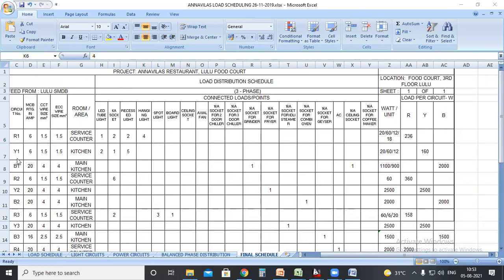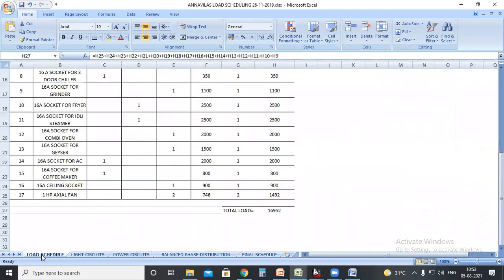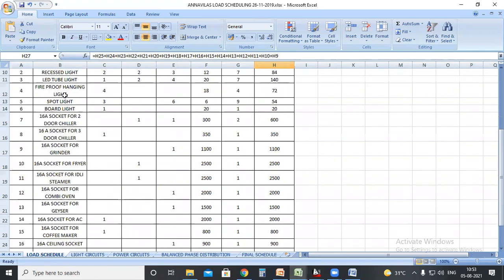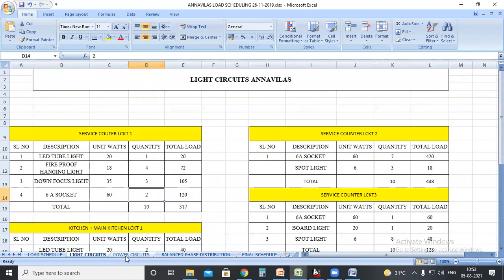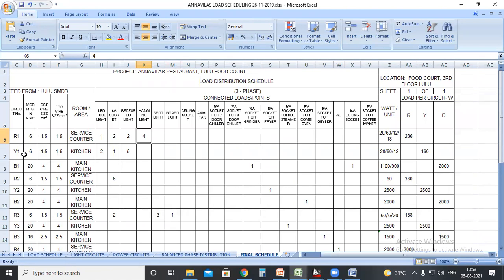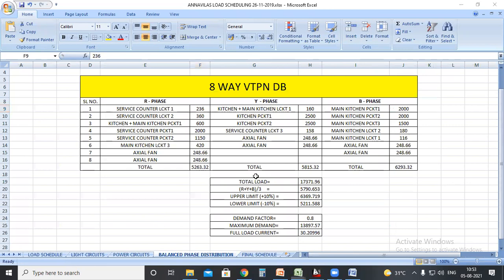R1, Y1, B1. You need to follow each and every step in each and every sheet, because I have taken this final schedule as per this load schedule. So here the primary schedule is there, lighting circuit is there, power circuit is there, balanced phase distribution, final schedule. You already know what is coming in R1, Y1, B1, R2, Y2, B2. If you observe the heading, you can see 8-way VTP and DB.